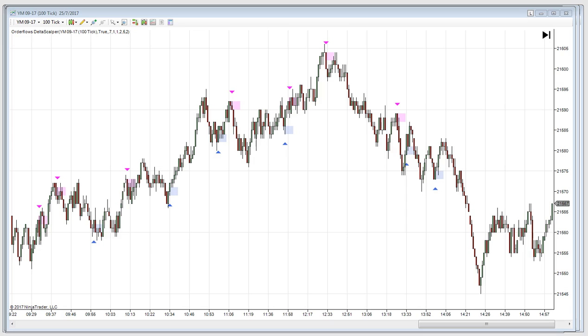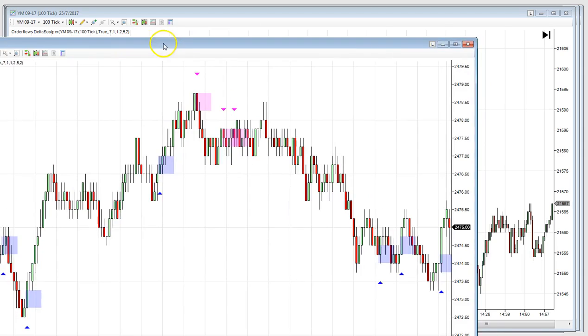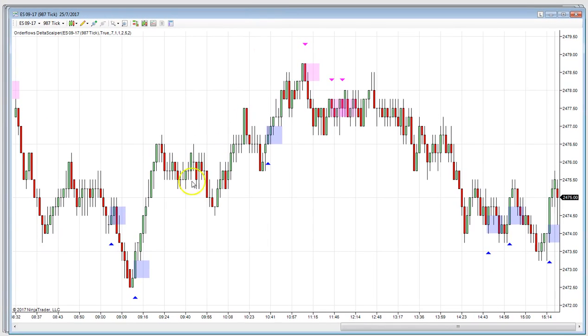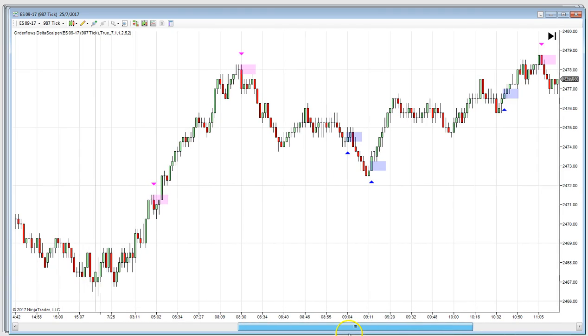So let me see what else we got. I wanted to show you a 987 tick chart. I'm just looking for it here. Here we go. So this is a 987 tick chart in the S&Ps. Okay, so you start early in the morning, you got a failed trade here. Then 8:30, boom, you got a nice sell. This one failed, but then it comes right back. You get a nice trade here.